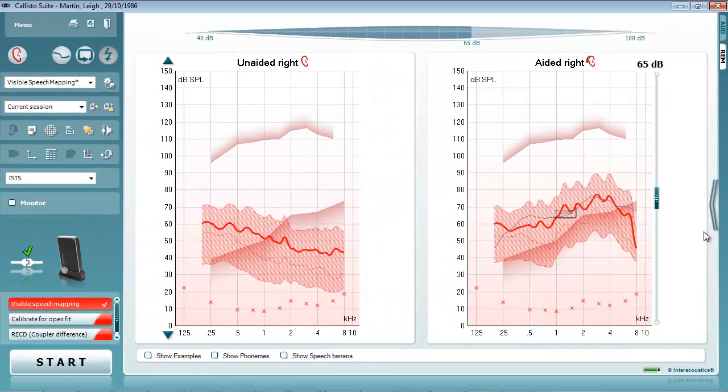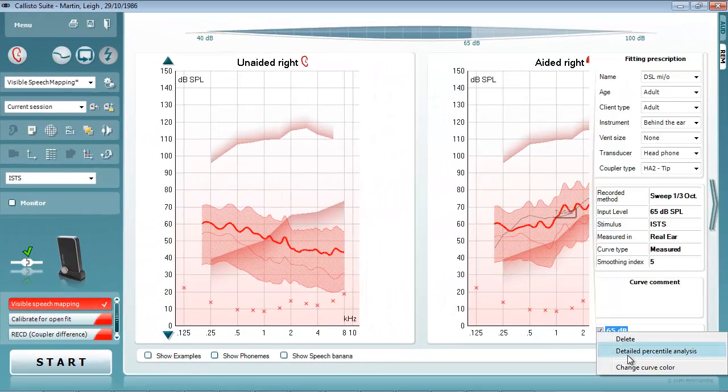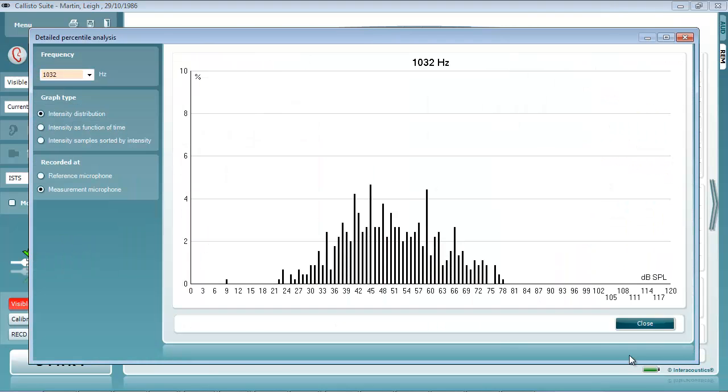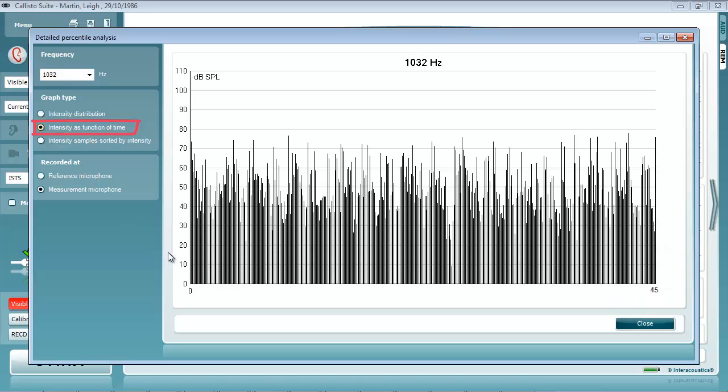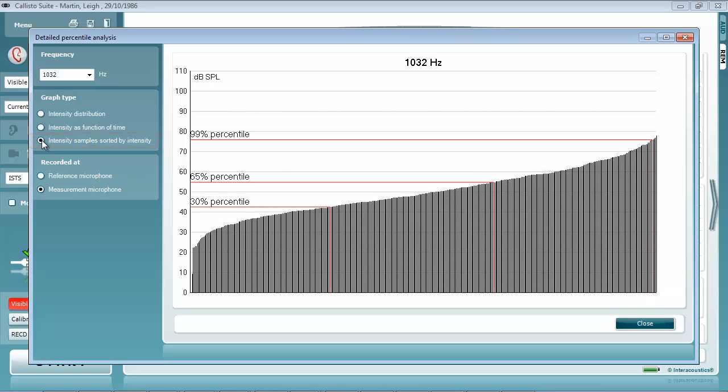Let's find the label of the current measurement and right-click it. Then I select Detailed Percentile Analysis, and the first graph I like to show is the one with intensity as a function of time. Here we can see all intensity samples for the selected frequency as a function of time. To determine the different percentiles, all these samples need to be sorted according to their size. The graph showing all intensity samples sorted by intensity shows how these are ranked from lowest to highest intensity.